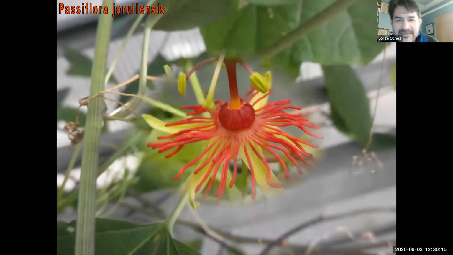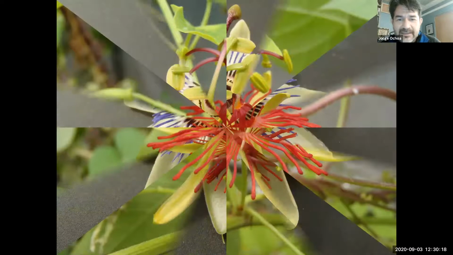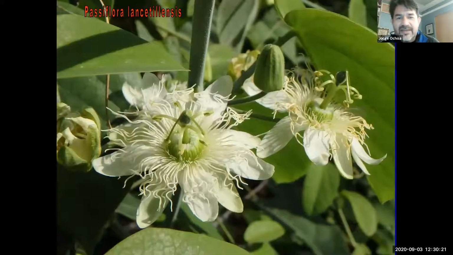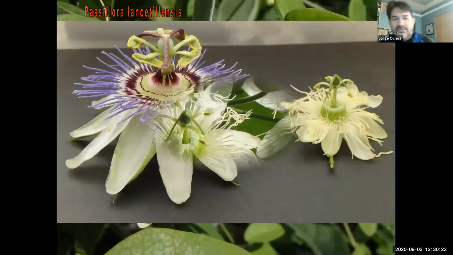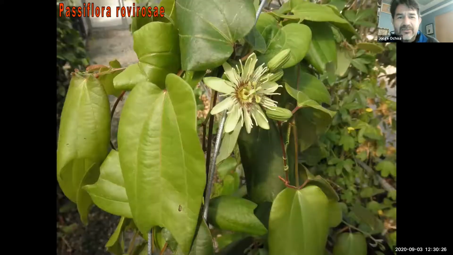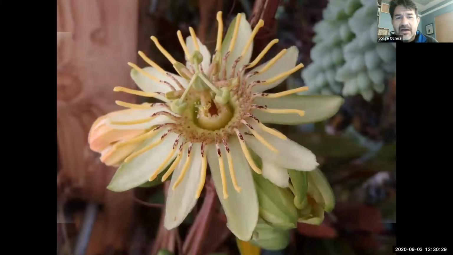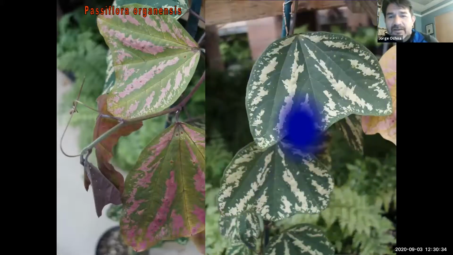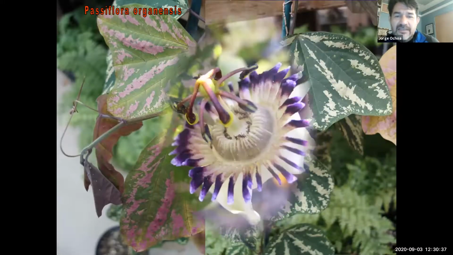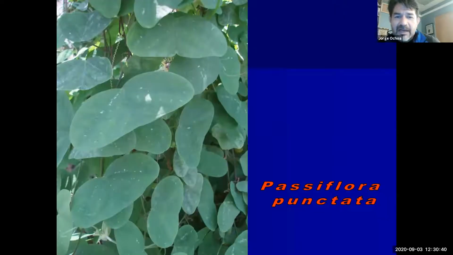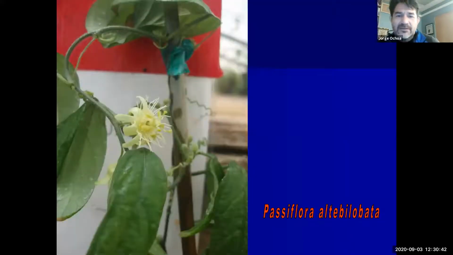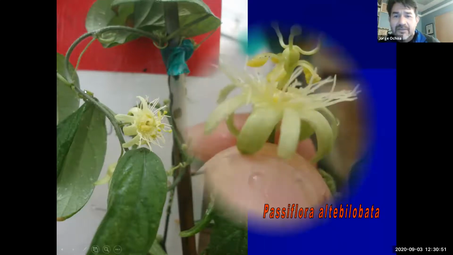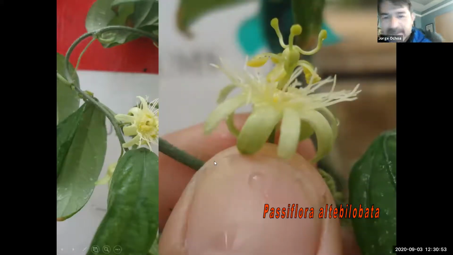And Eurolensis right there, and here it is for scale. So now they're getting way bigger. Lacitelensis could almost be half the size, and Roberaceae is also quite large right there. And so we have organensis, beautiful variegation. Again, the coloring on the leaves and the flowers right there. Punctata, very fragrant flowers. And Altebilobata, this is the only Southeast Asia species that I've been able to get and grow. And there it is on top of my fingers.